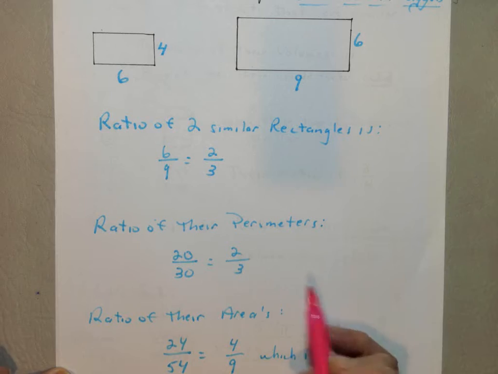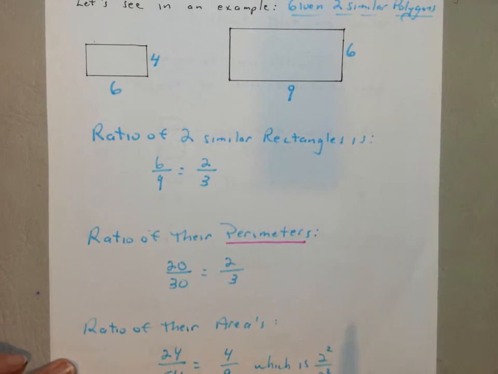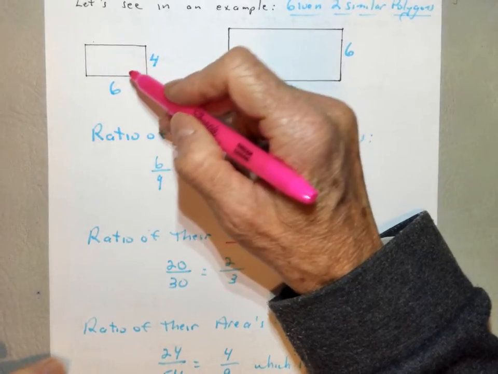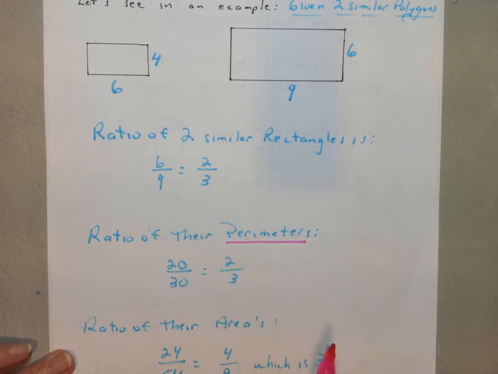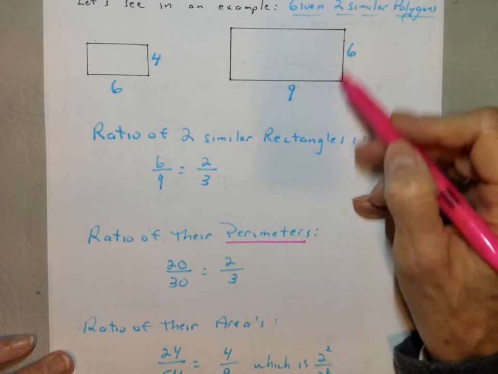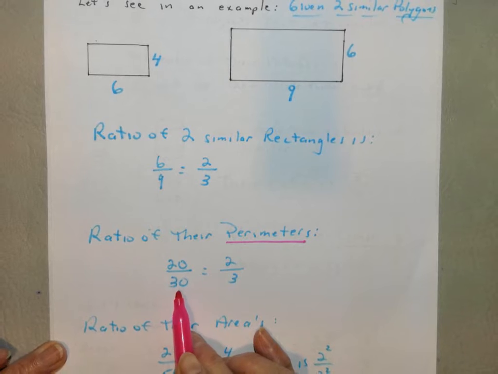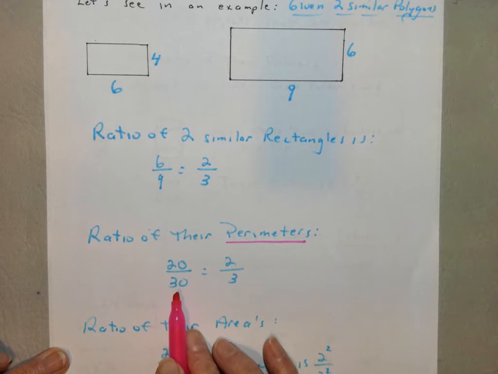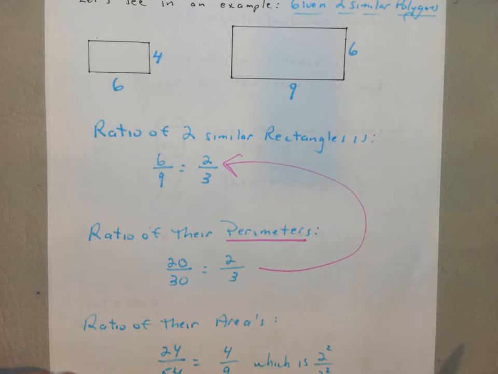Now the ratio of their perimeters. The perimeter is 6 plus 4 is 10 times 2 is 20, so the perimeter of the smaller rectangle is 20. The perimeter of the larger rectangle is 9 and 6 is 15 times 2, which is 30. So the ratio of their perimeters, which is 20 to 30, reduces to 2 to 3, which is the same as the ratio of their scale factor.